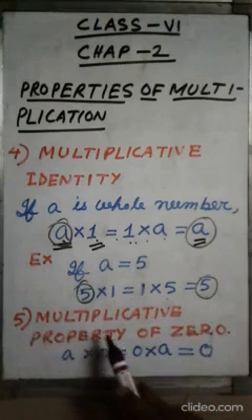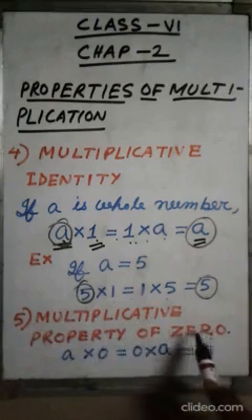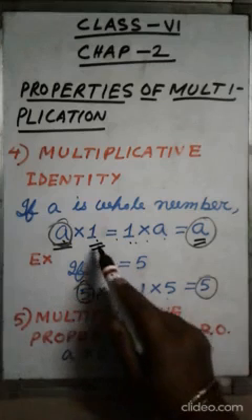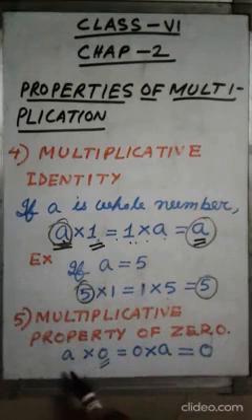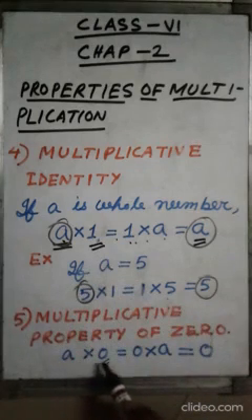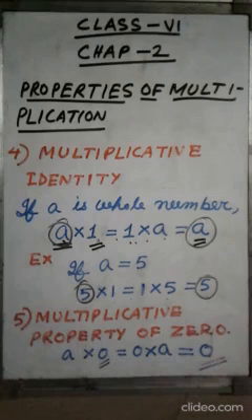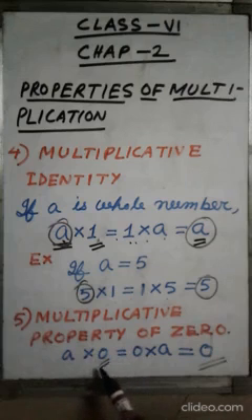Property number 5, multiplicative property of 0. This is same as this, but in place of 1 we are putting 0. That means if we multiply a whole number by 0, the result is 0. You know already that multiplication of 0 with a number will give you 0. That is applicable in case of whole numbers also.